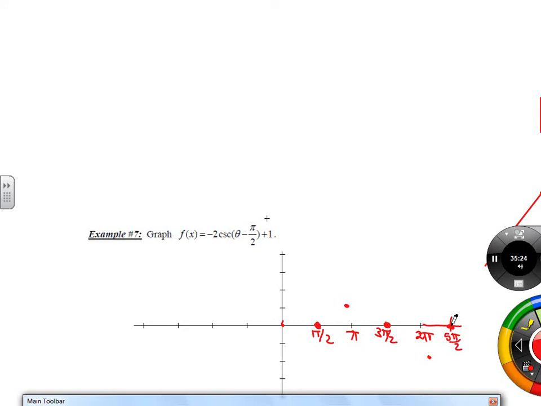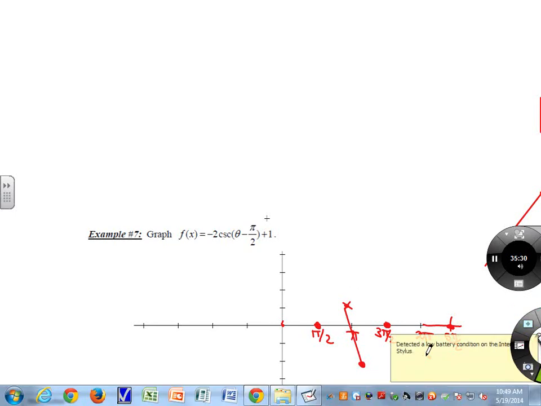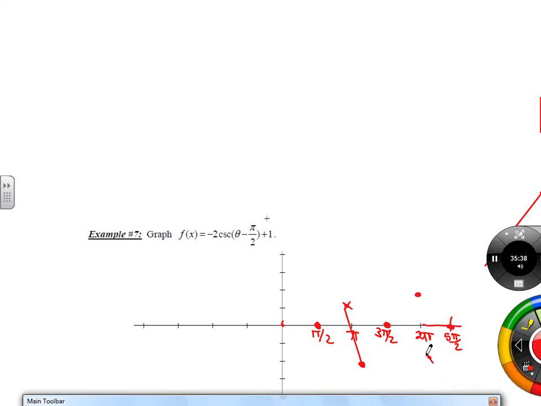Okay? So the reflection and the stretch would remove this point and make it show up down here at negative 2. And it would remove this point and make it show up here at positive 2. Okay? So that's taking care of those two things. Then the last thing we have to do is move everything up 1.